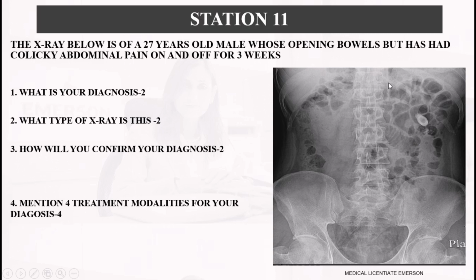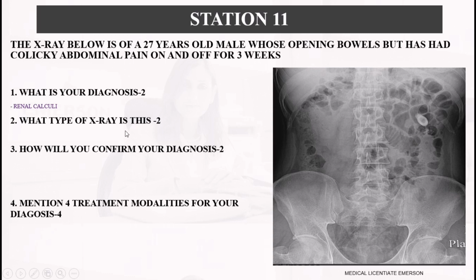But again, the patient is opening bowel, so again you get confused. Or maybe you think maybe this is a partial obstruction. But if you can see this part, you can see a white opacity here. And this is where you have the retroperitoneum, you have the kidneys. So spot diagnosis here, these are renal calculi. That's where we have the kidneys.